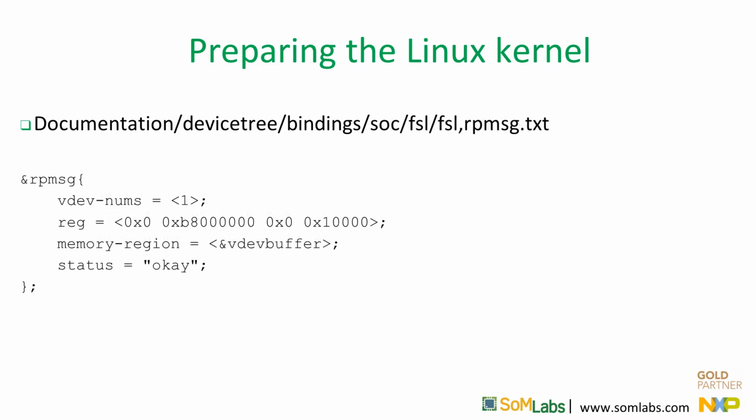Another section added to the device tree is rpmsg, which defines the virtual serial port used from the user space for intercore communication. Its fields include the number of virtual devices, the memory definition for storing descriptors, shared memory space, and of course the status enabling this device as in the case of other device tree sections.